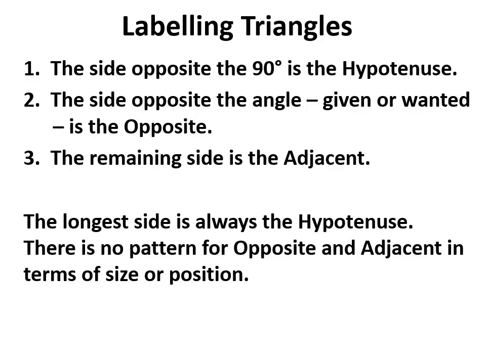And there we have it. The side opposite the 90 degrees is H, the side opposite the angle is O, the remaining side is A. There's no pattern to which one's H, O or A, just the way the triangle is organized.